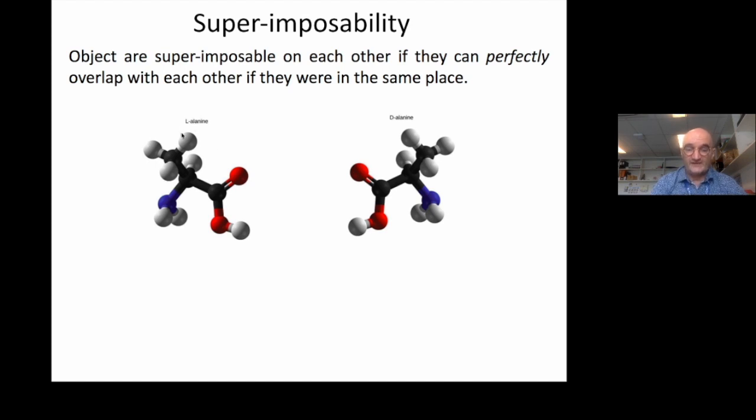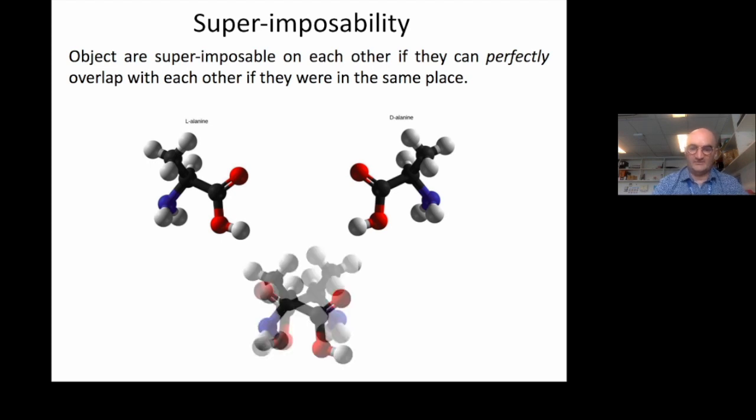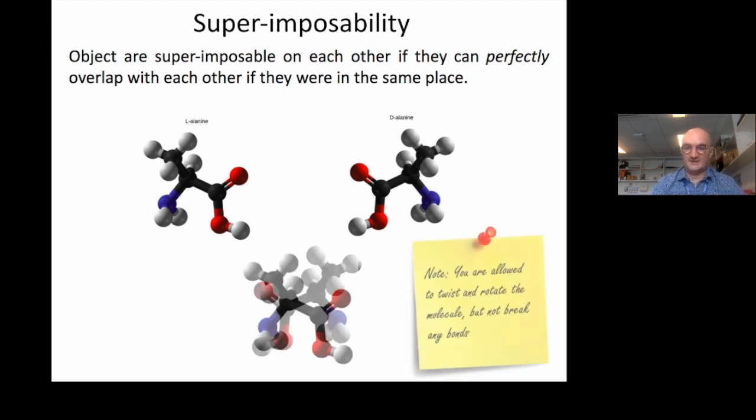Yes, it is. We have L, which stands for levorotatory. That's not on the IB syllabus, but that's why it's L. And D is dextrorotatory. Not on the IB syllabus, but it's nice to know. Okay. They are superimposability. If they can perfectly overlap, that means they are the same enantiomer. But if we try to mix these together, they are not. You can rotate the molecule, but you can't break the bond. You can't rip off the carboxylic acid group and stick it on the other side to make this superimposable.